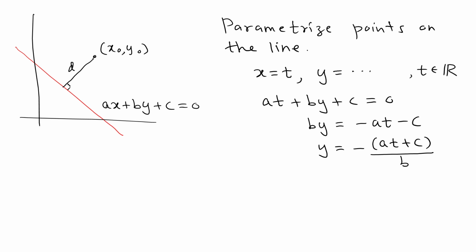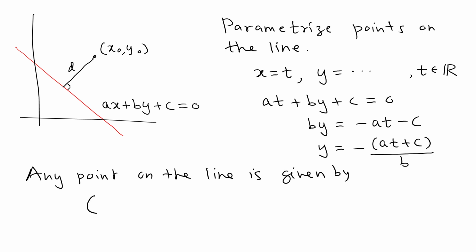So that means any point on the line is given by: the x coordinate is t, and the y coordinate is negative (at + c) divided by b. So that can represent all the points on the line. Now we're going to find the distance between this point and the given point. This is the point for any t, so we're going to find the distance between the given point and this special point.